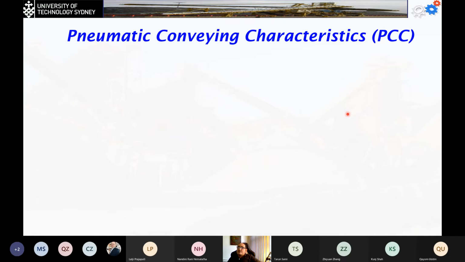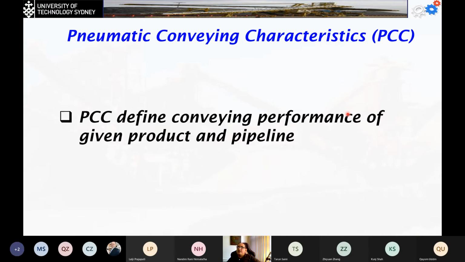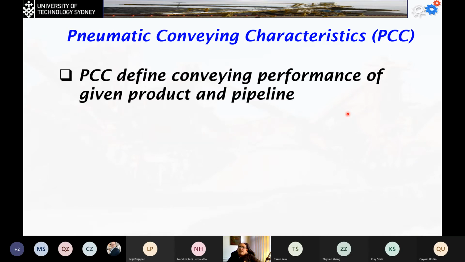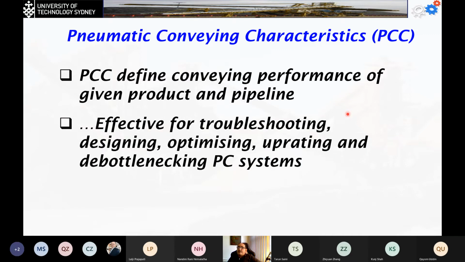Now, some of the characteristics we have for the pneumatic conveying system are going to be discussed in the following slides. The PCC is simply going to define the conveying performance of the given product and pipeline. It is going to be effective for troubleshooting, designing, optimizing, operating, and debottlenecking of the conveying system.